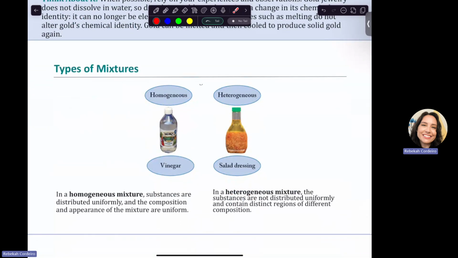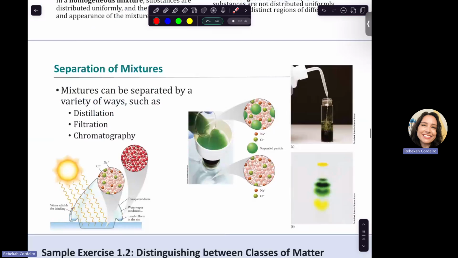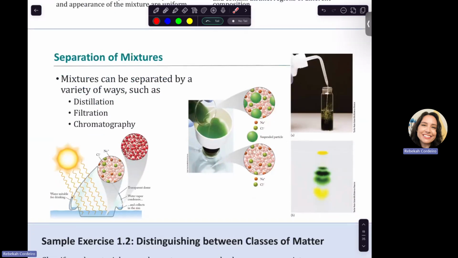Now for mixtures, again, homogeneous mixture, same throughout, heterogeneous, different. So if you can see chunks of things floating around, it's probably heterogeneous. We can separate mixtures by evaporation. So water evaporates, and then it's left behind salt, if you have like salt water.